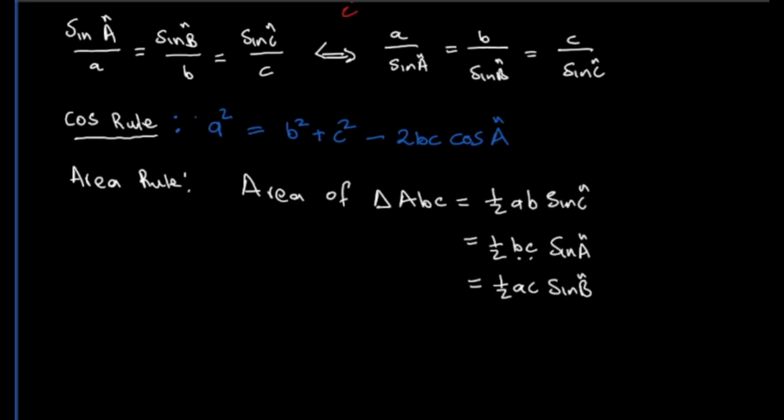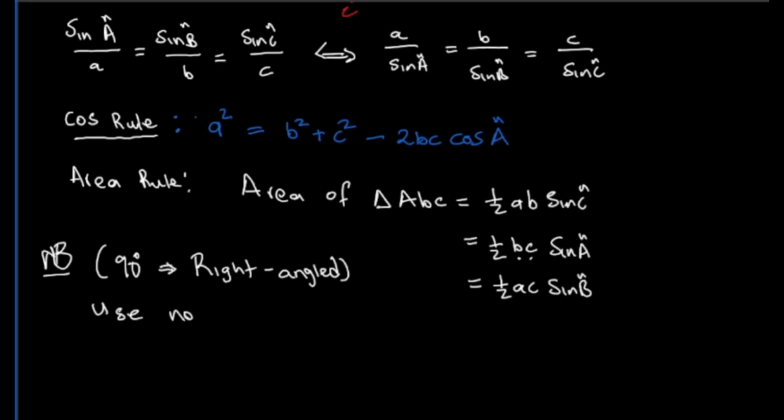First thing, please keep in mind that if you are working with a right angle triangle, so if you have a 90 degrees, this tells you that the triangle is a right angle triangle. If it's a right angle triangle, you need to use the normal ratios.